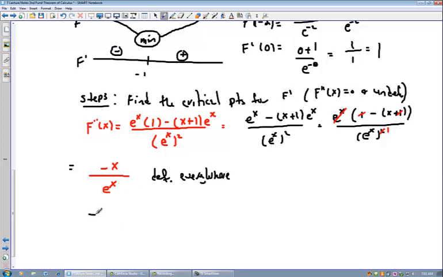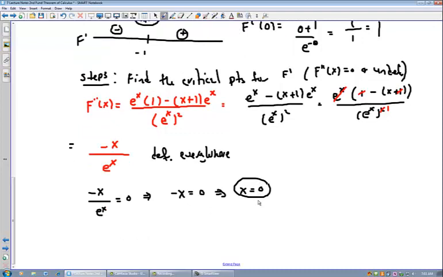And so now I'm going to set it equal to 0. So negative x divided by e to the x equal to 0. So multiply both sides by e to the x, and so this implies that minus x will then be equal to 0. And this implies, multiply both sides by negative 1, x is equal to 0. So x equals 0 is a critical point for f prime. And so now I do the sign diagram.